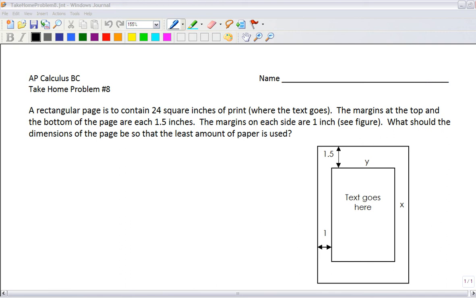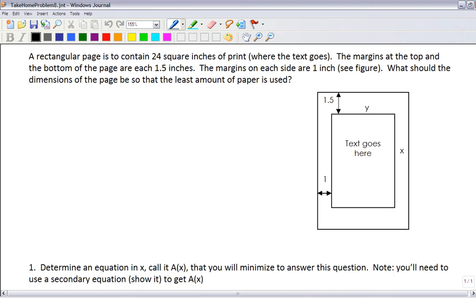Alright, here we go. Take home number 8. A little different format. You're actually trying to kind of solve a problem here, which is kind of cool. Not that you weren't previously, but this one has a little context to it, which makes it kind of fun. Fun if you're a math nerd. So you've got this piece of paper, right?